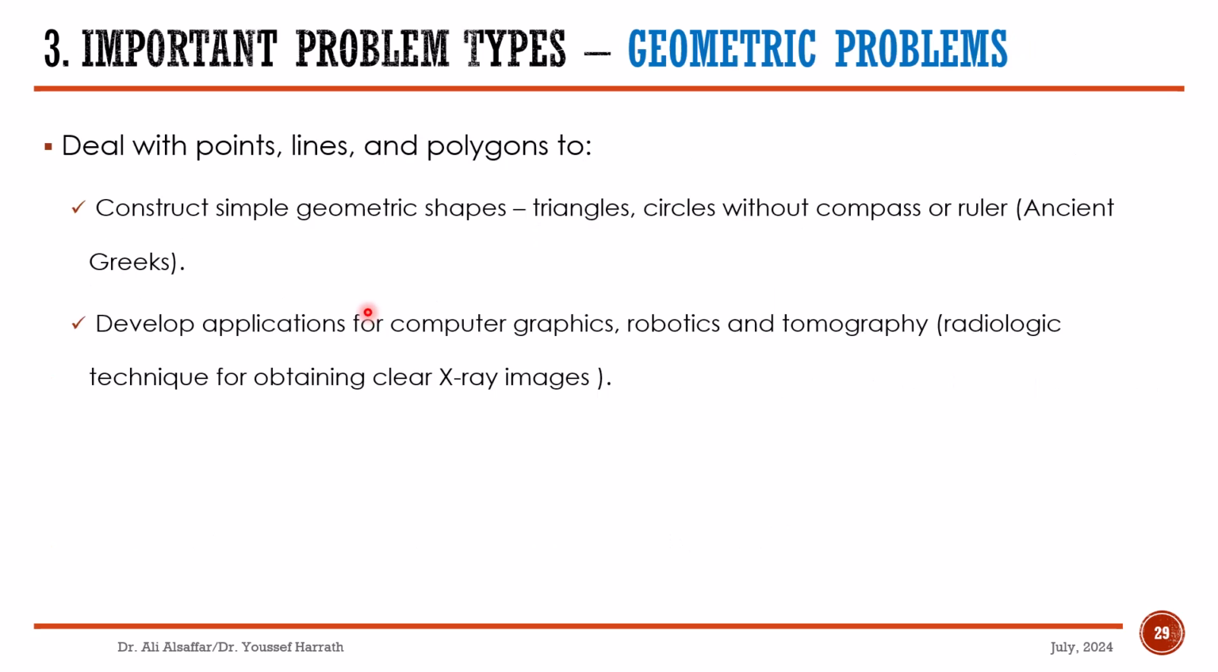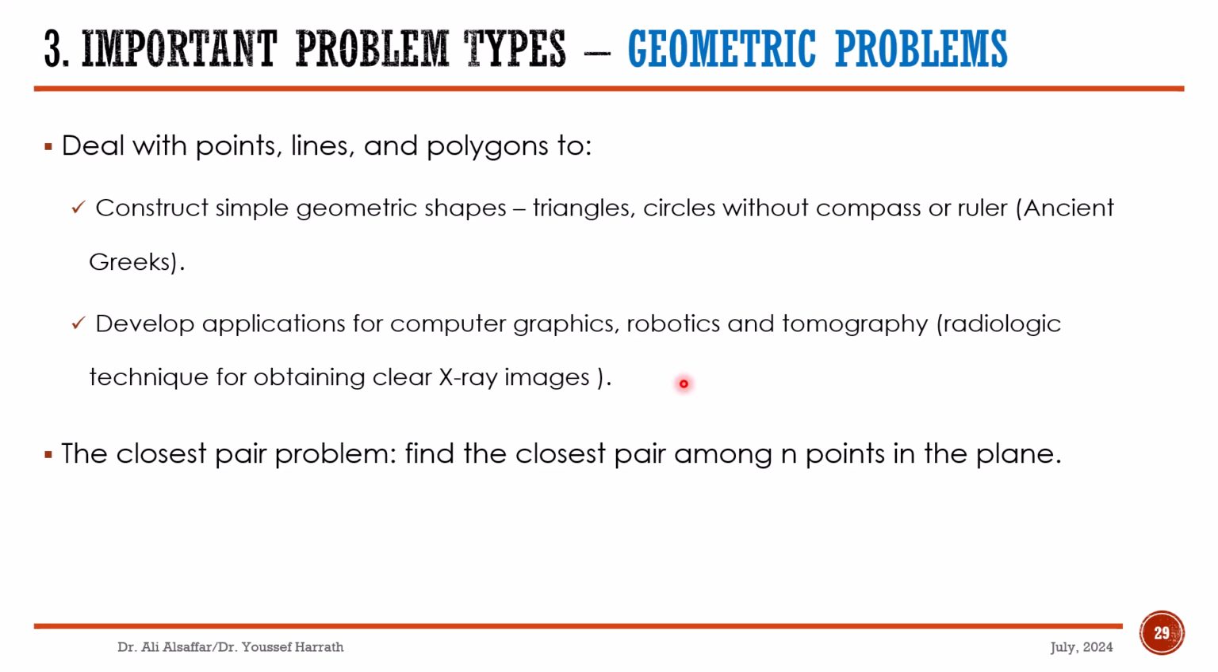The other type of problems are the geometric problems. These problems deal with geometric objects such as points, lines, and polygons. Points, lines, and polygons are used to construct simple geometric shapes such as triangles and circles without compass or ruler. And this has been done by the ancient Greeks. Points, lines, and polygons are also used to develop applications for computer graphics, robotics, and tomography. Tomography is a radiologic technique for obtaining clear X-ray images.